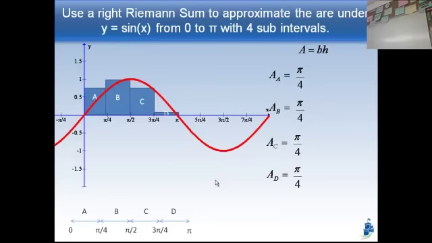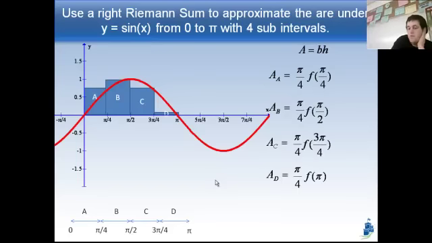This is a right Riemann sum, so we use the function's value on the right side of each of them. The right side of A is f of pi over 4. Then f of pi over 2, f of 3 pi over 4, and f of pi. And again, since this is a right Riemann sum, we end at the right side of the interval, and we skip the beginning. There's no f of 0. Okay? You put that in your calculator.